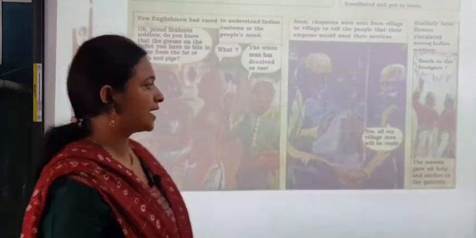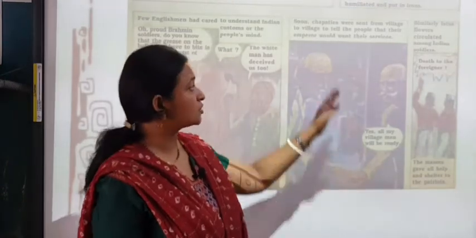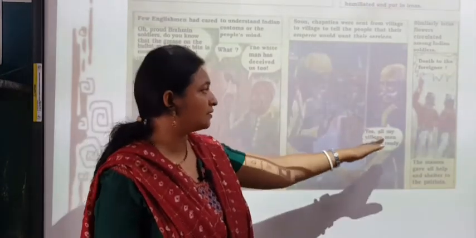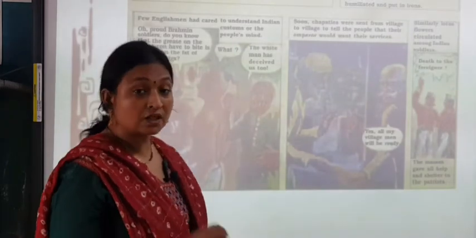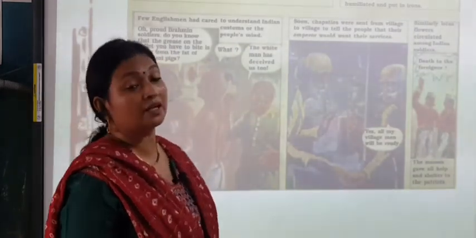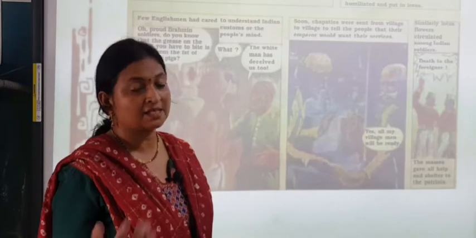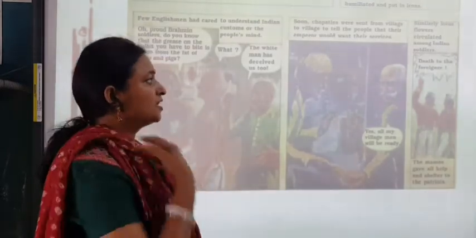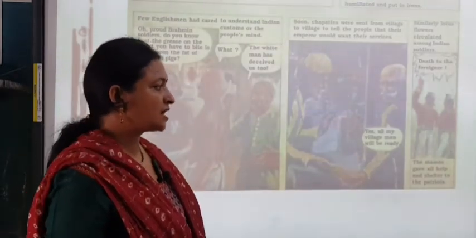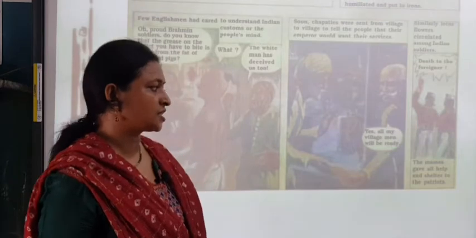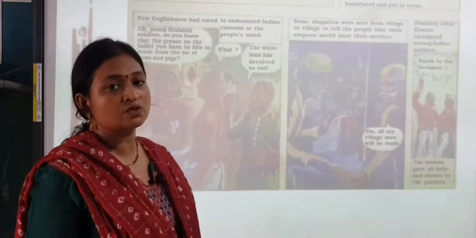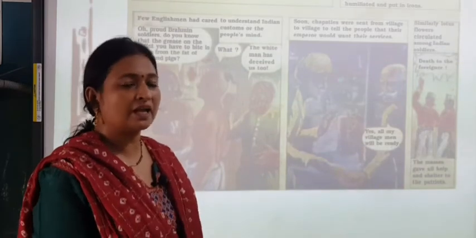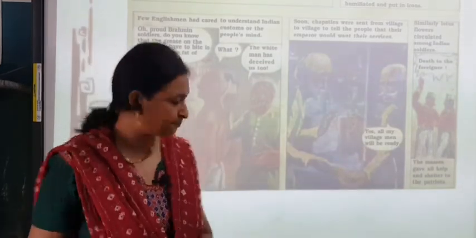Yes, all my village men will be ready. Okay, so that was a message given by an emperor, and they are reciprocating that we will be ready. Similarly, lotus flowers were circulated among Indian soldiers. So these were different ways how they used to communicate. Death to the foreigner. The masses gave all help and shelter to the patriots. Patriot means Desh Bhakti. So freedom fighters, those who were fighting for them, they were helping and supporting them.